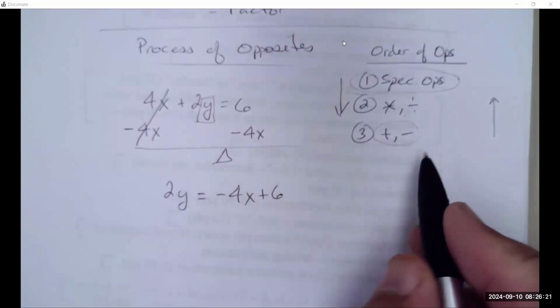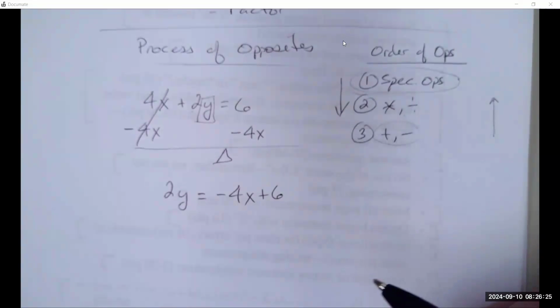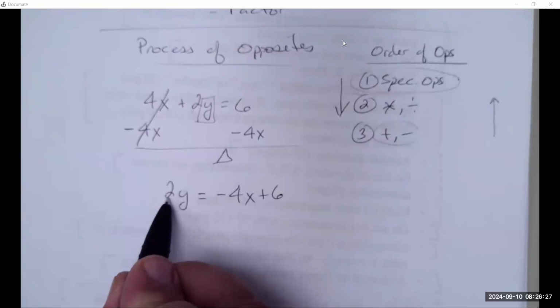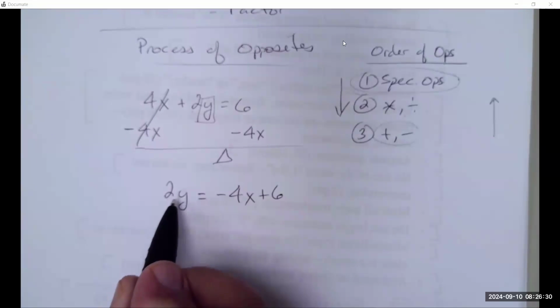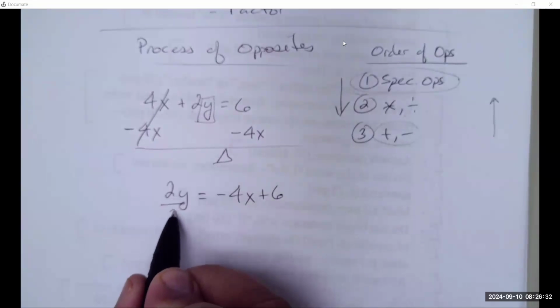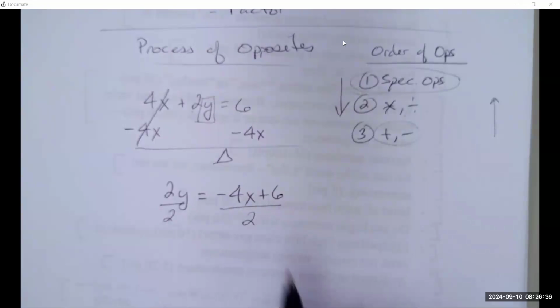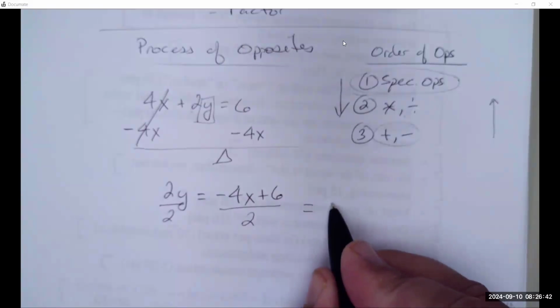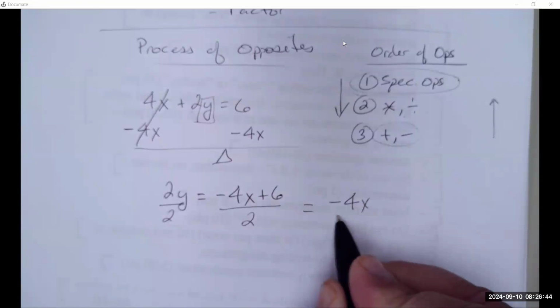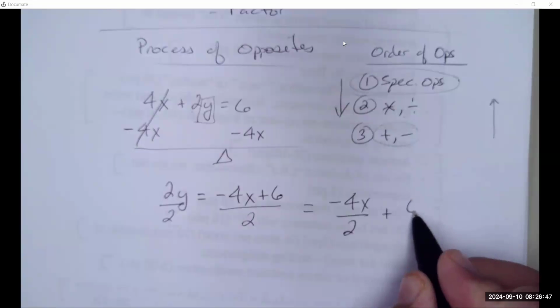And then, since there aren't any more addition or subtractions, we get rid of any multiplication or divisions. This is 2 times y, it's multiplication there. So the opposite of multiplication is division. And typically, people write it this way, which is not bad. But what it really means is this.